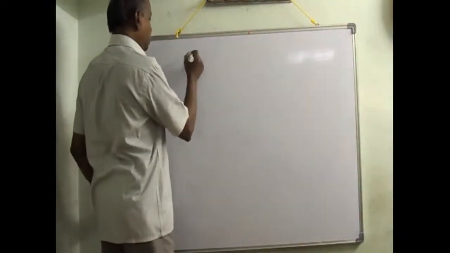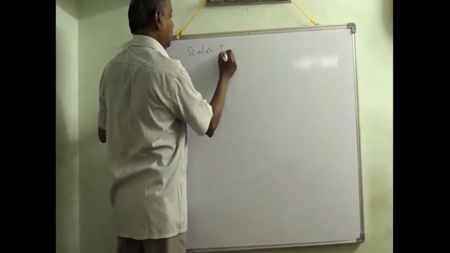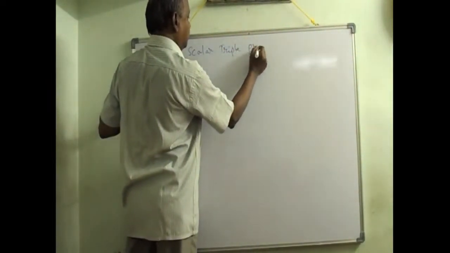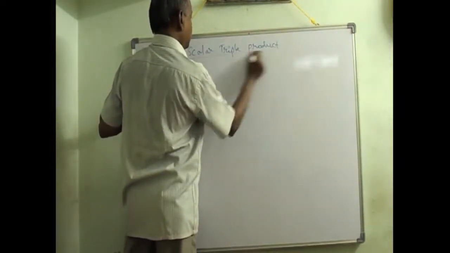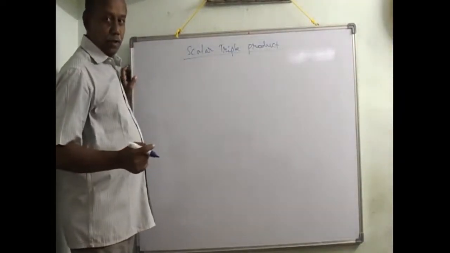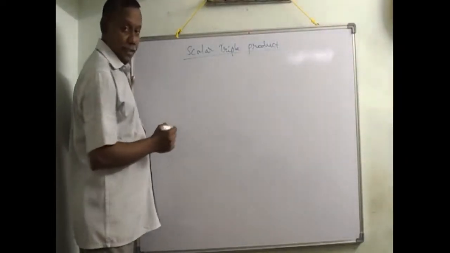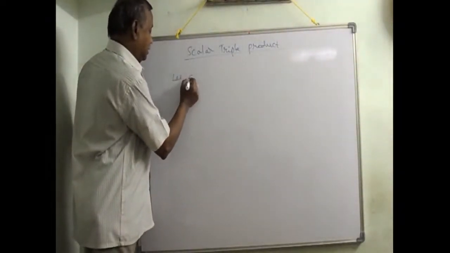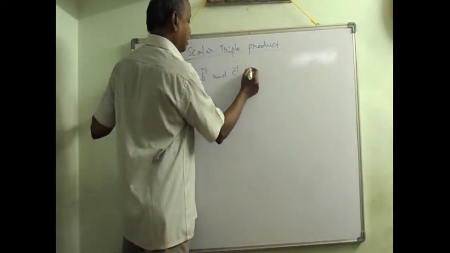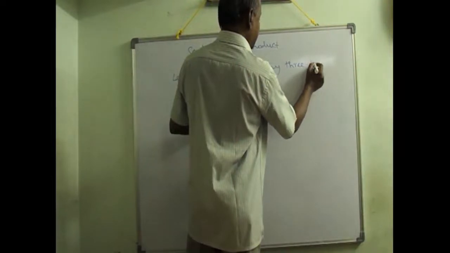Scalar triple product. Scalar triple product is the product of three vectors, which gives a scalar quantity. Now let a vector, b vector and c vector be any three vectors.